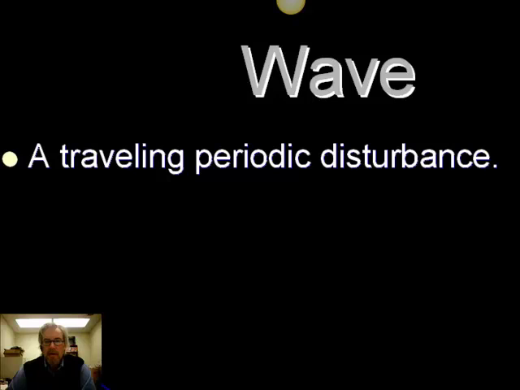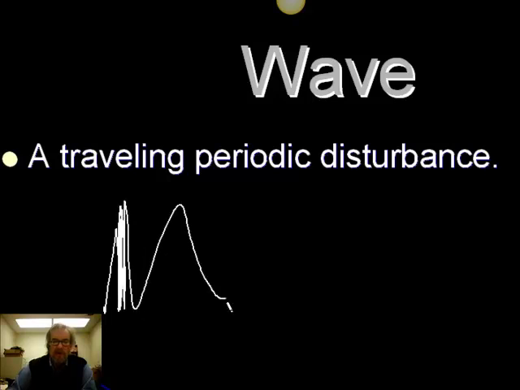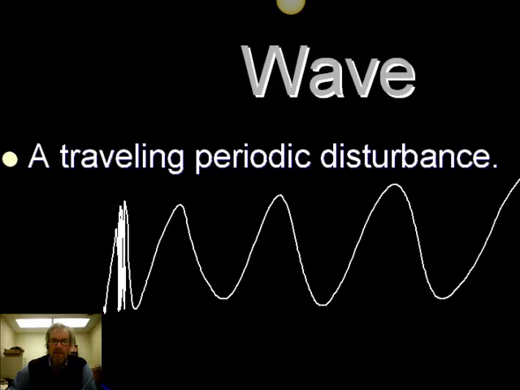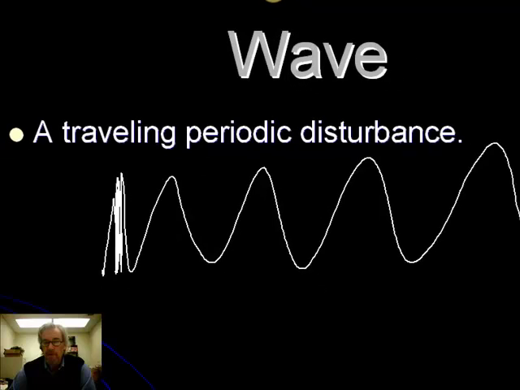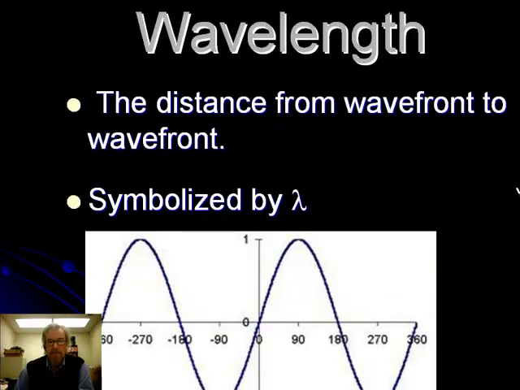A wave can be thought of as a traveling periodic disturbance. So if this is a vibration just going up and down on my tablet, when I start to move across the tablet, that vibration turns into what we could call a wave. The disturbance is now moving through space. Waves have a length. It's called the wavelength.